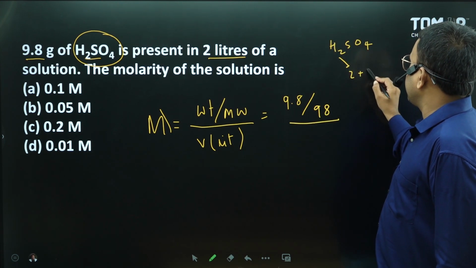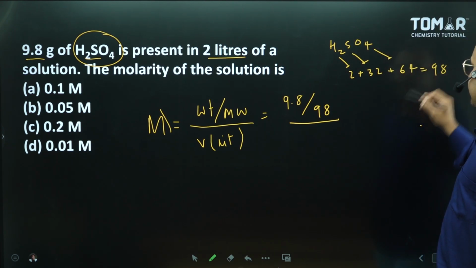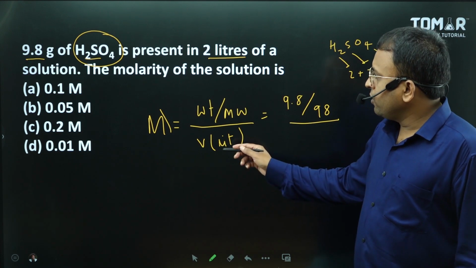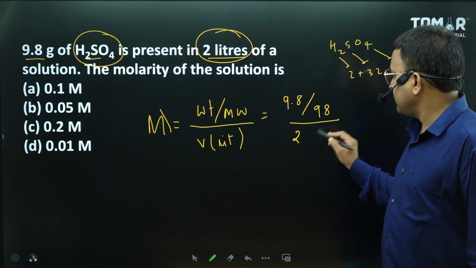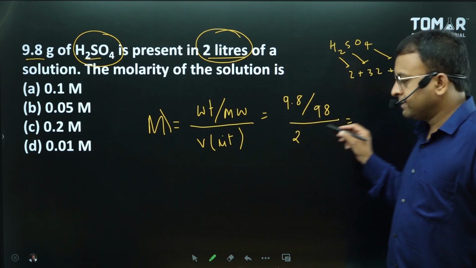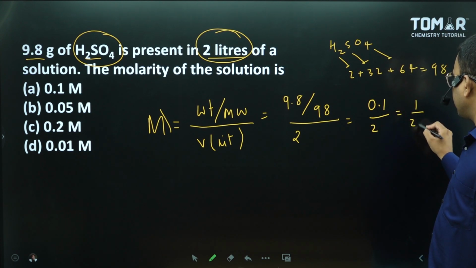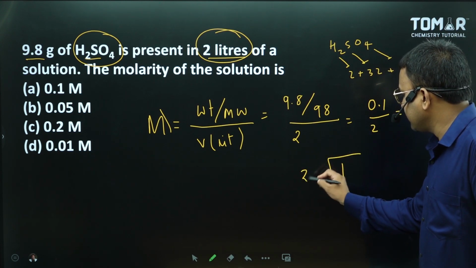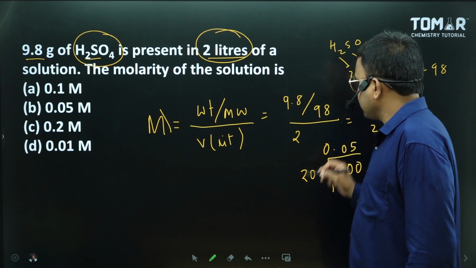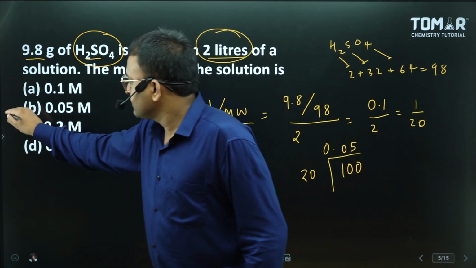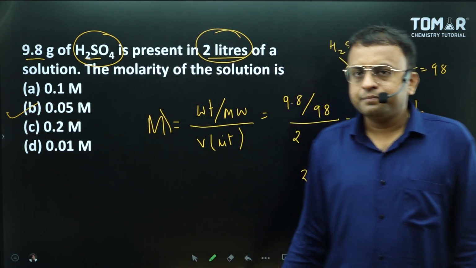H2SO4: 2 plus 32, 16 times 4 is 64, that is equal to 98. Volume is 2 liter. Divide this: 0.1 upon 2, that is 1 upon 20, that is 0.05. The molarity is 0.05.